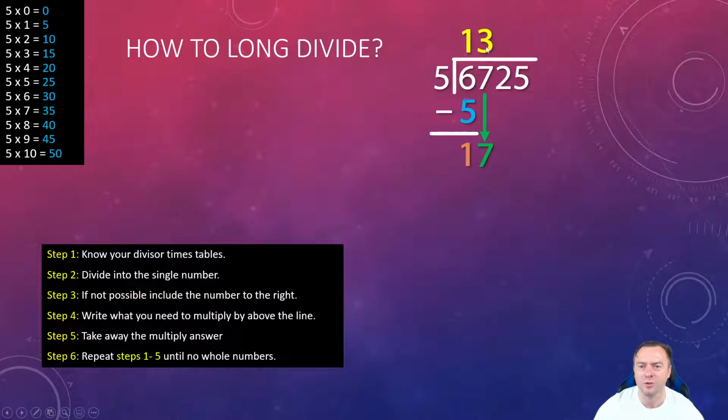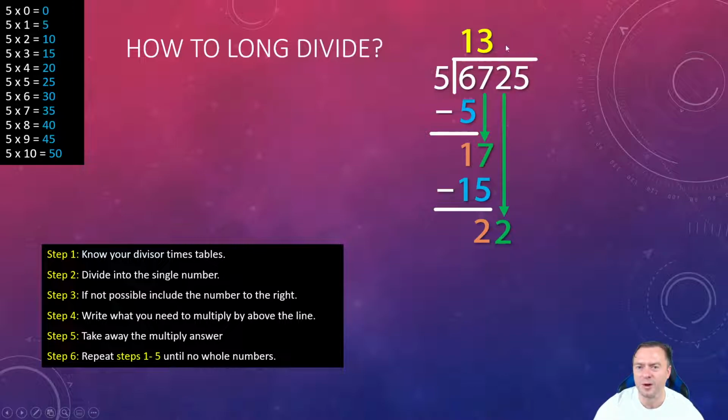You then do your 5 times tables with 3. So 5 times 3 is 15. So we write the 15 underneath. We then subtract it. So 17 take away 15 leaves us with a 2. We then drag down that 2. So that 2 should float all the way down to the bottom there. And we go again. So then how many 5's go into this new number 22? We go to our trusty table. So it's between 20 and 25. So it's 20. So that's 5 times 4.